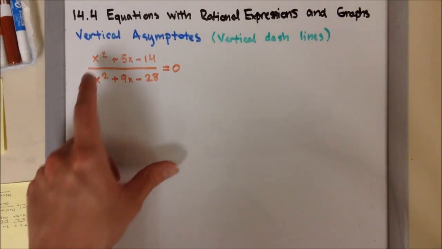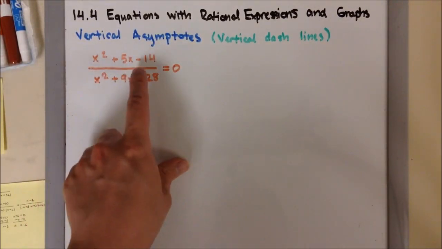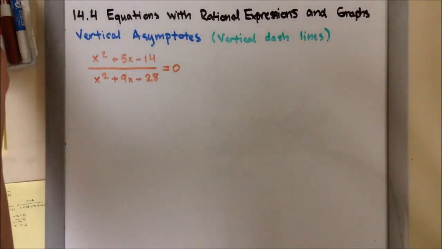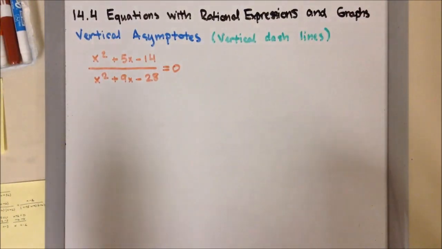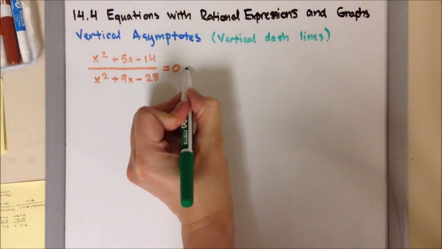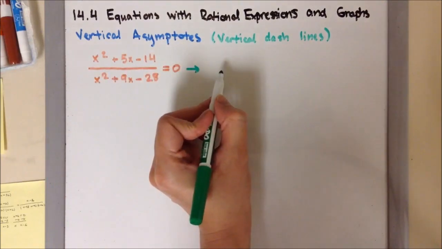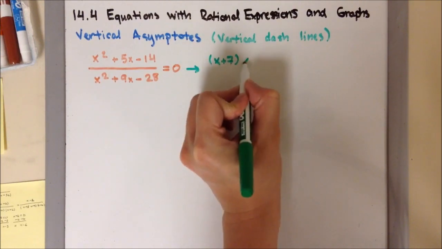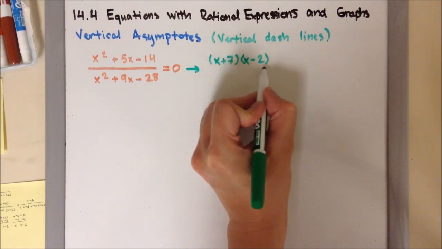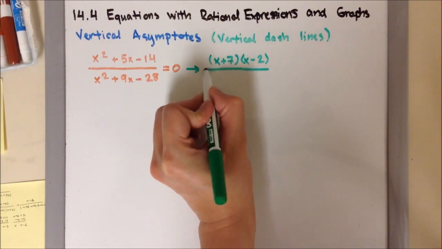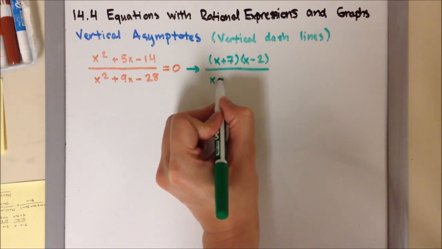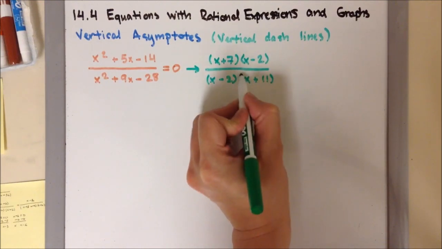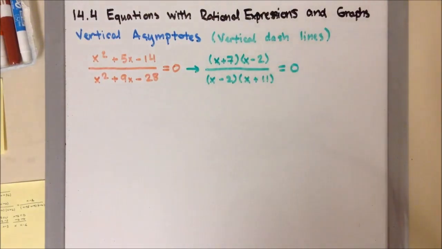In this example, in my numerator, I have x squared plus 5x minus 14, and in the denominator, x squared plus 9x minus 28. So when I factor, I'm going to factor the numerator and the denominator. So in the top, I'm going to have x plus 7 times x minus 2. In my denominator, I'm going to have x minus 2 times x plus 11. Those are my factors for the denominator.